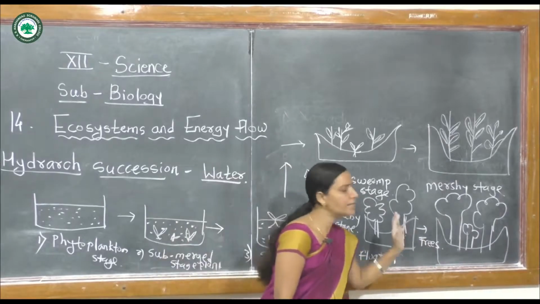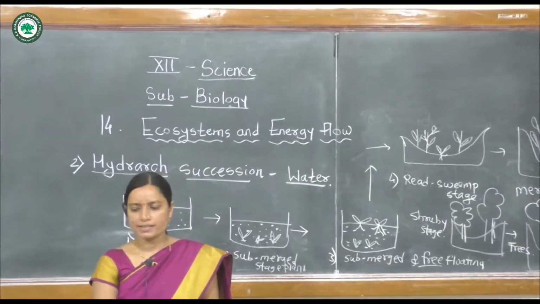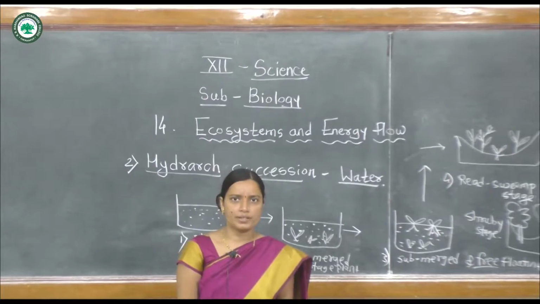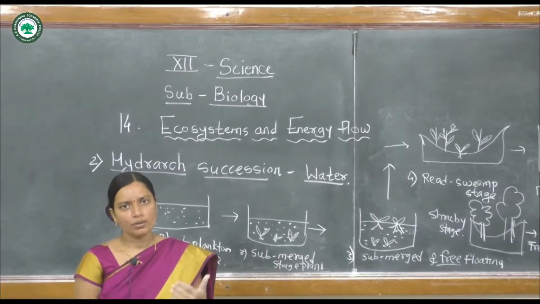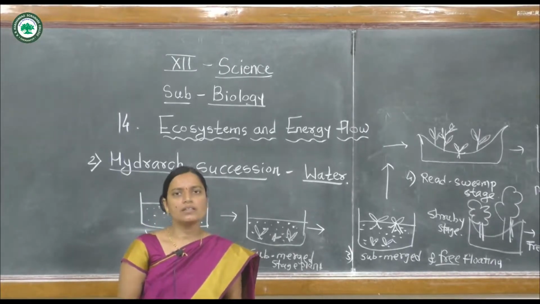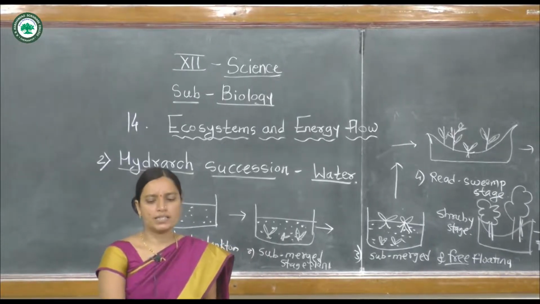Now the trees are formed. The last step of hydrarch succession, the climax, is again the forest. With the passage of time, the water body is converted into land. This is the second type of succession, hydrarch succession.